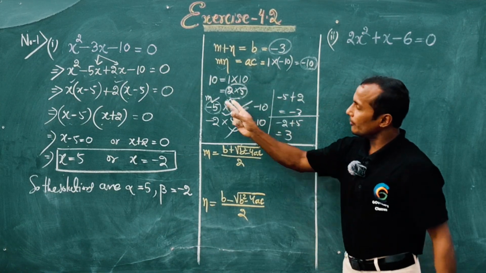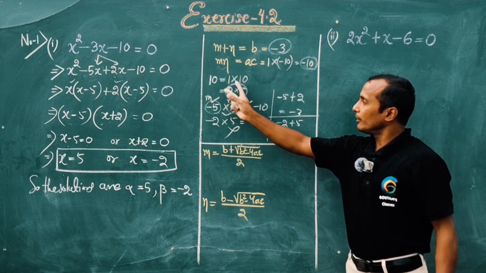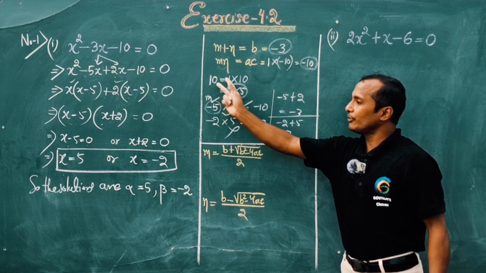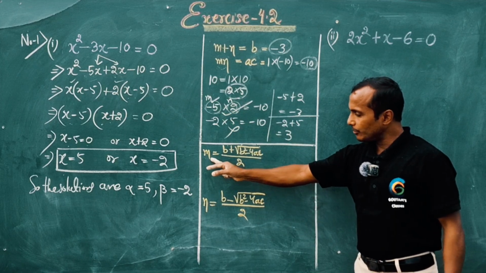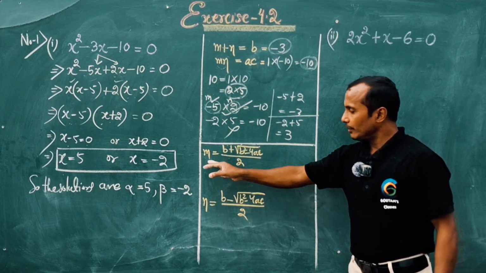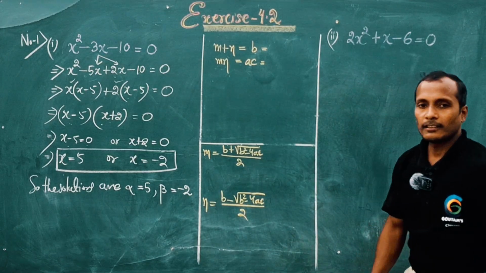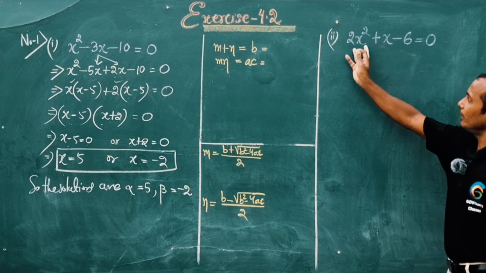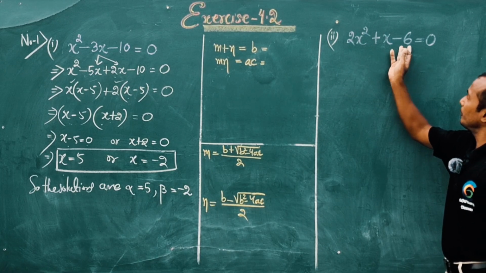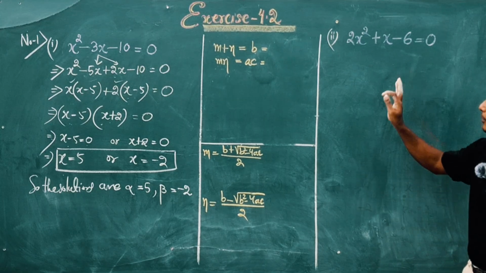In case you are finding it difficult to write factors of 10, the product, or to divide 10 repeatedly and then get the values of m and n, you can directly calculate the values of m and n using this formula, okay? Now have a look. In this question, it is in standard form. Yes, it is in ax square plus bx plus c form, right? Which is the standard form of our quadratic polynomial. So we don't have to arrange it.